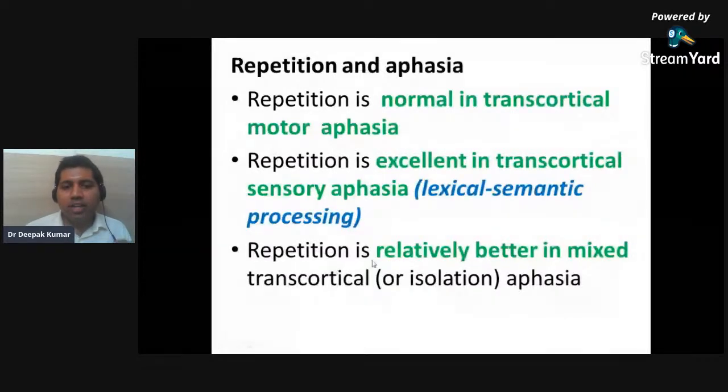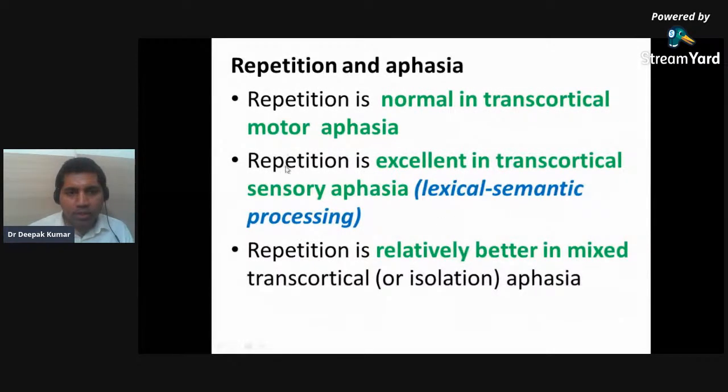Next, repetition is relatively better in mixed transcortical aphasia. Here the motor area is involved and the sensory area is involved, primary motor cortex and primary auditory cortex. Both of them are involved. Then you have relatively better repetition, intermediate between these two. So one is normal, one is excellent, the other one is relatively better, in between. Okay, and this needs a little bit of explanation, which I will do.